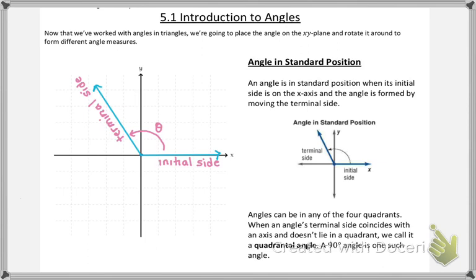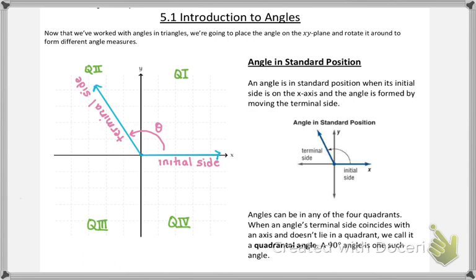And so, depending on which quadrant this terminal side stops to form my angle, it could be acute if it's in quadrant 1, could be obtuse if it's in quadrant 2, past 90 degrees, and then it could also be in quadrant 3 or quadrant 4.